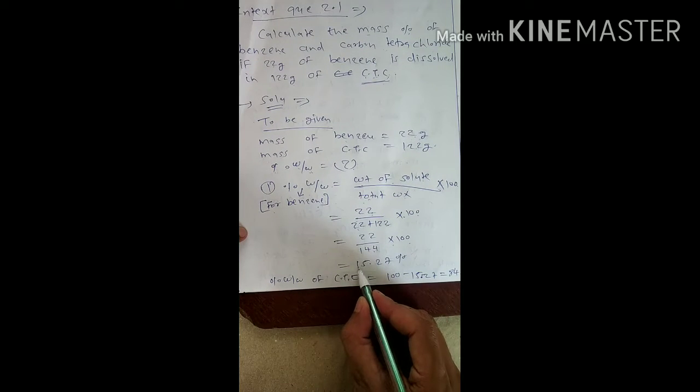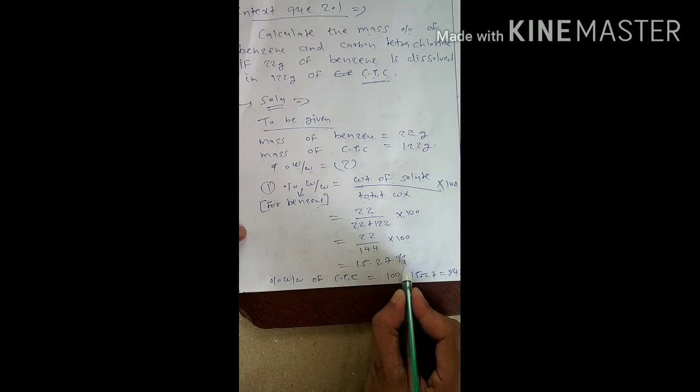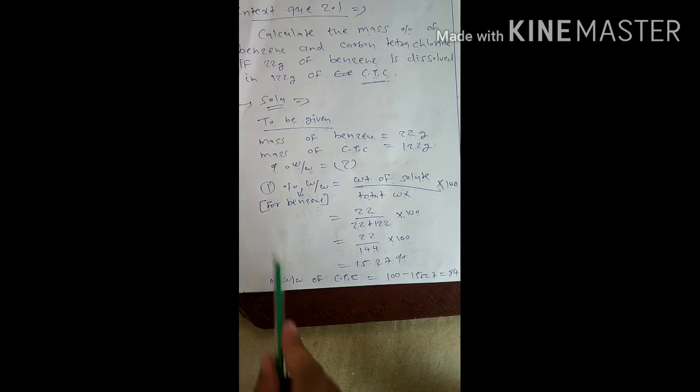So I will get 15.27%. Now percentage weight by weight of carbon tetrachloride, you have to find out that also. So to calculate that, just subtract this percentage from 100. 100 minus 15.27, you will get 84.7%. Okay, that is our first example. Easy. So I hope you don't have any doubt in that.